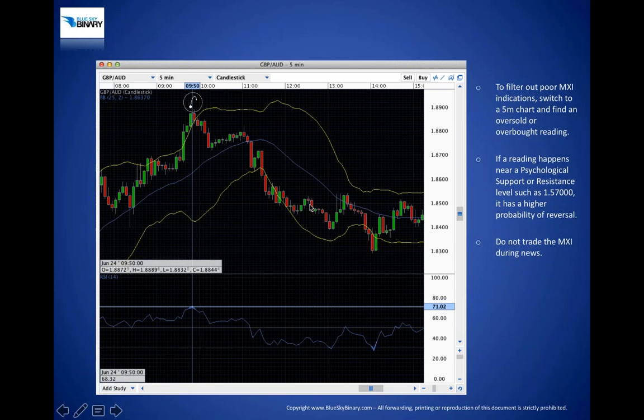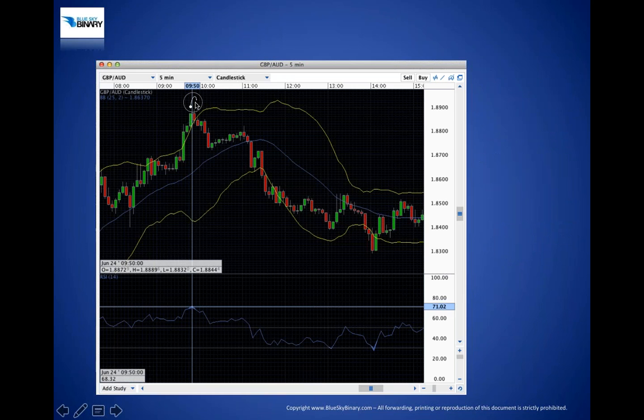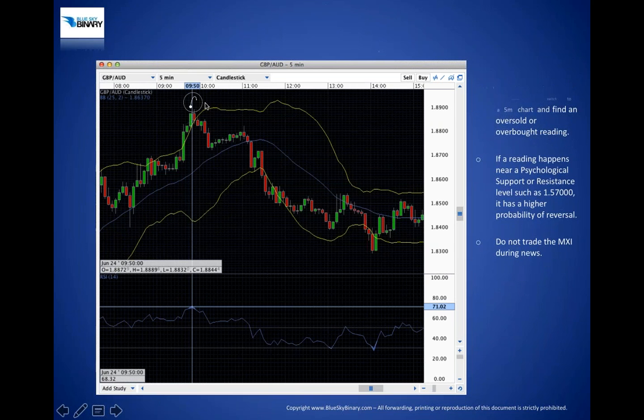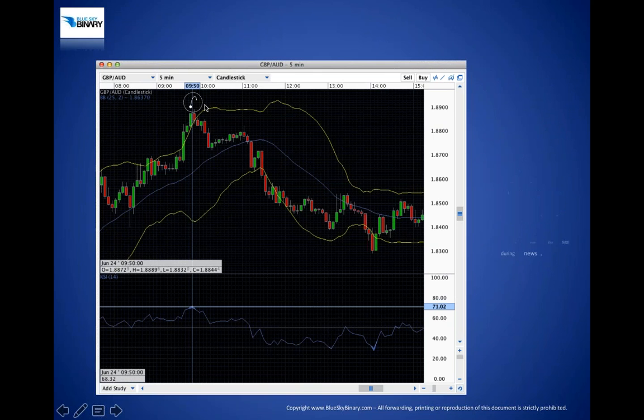So for those of you that are using support and resistance levels to trade reversals, if you can correlate that with an MXI reading, right? For example, this is not near maybe a support resistance level, or maybe it is, depending on whatever you have in your MT4. This one definitely is. Then you're probably going to get a much better reversal.